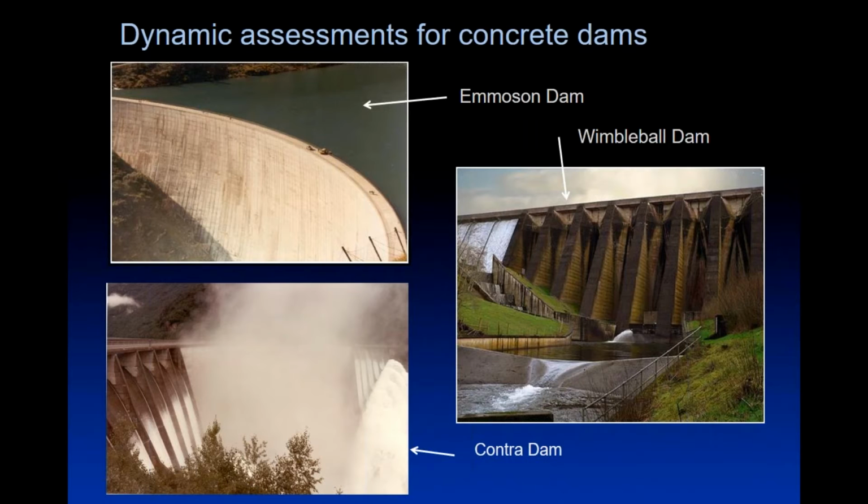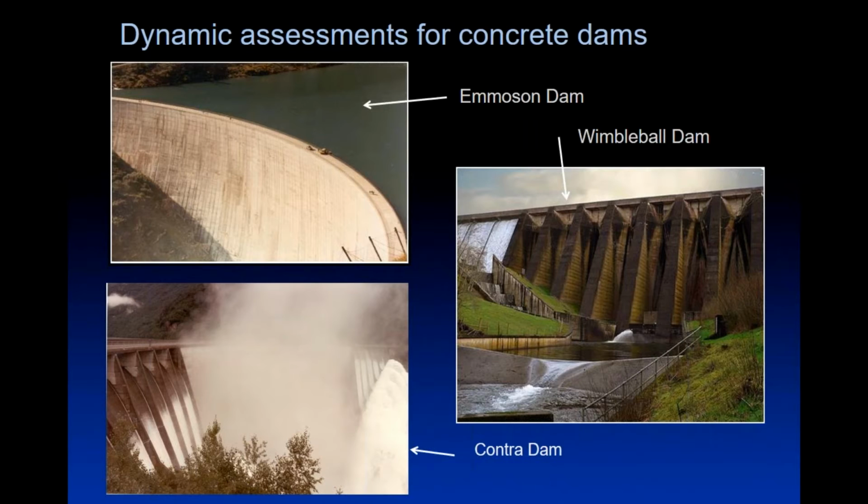Wimbledon Dam is a buttress dam. That means that we have a series of buttresses, and between these buttresses are expansion joints. That sounds fine, except that it leads to very complex behavior. If the reservoir level is high, then the whole thing acts as a monolith. If the reservoir level goes low, then each of those buttresses acts as an independent structure with a minimum of contact with the adjacent member.